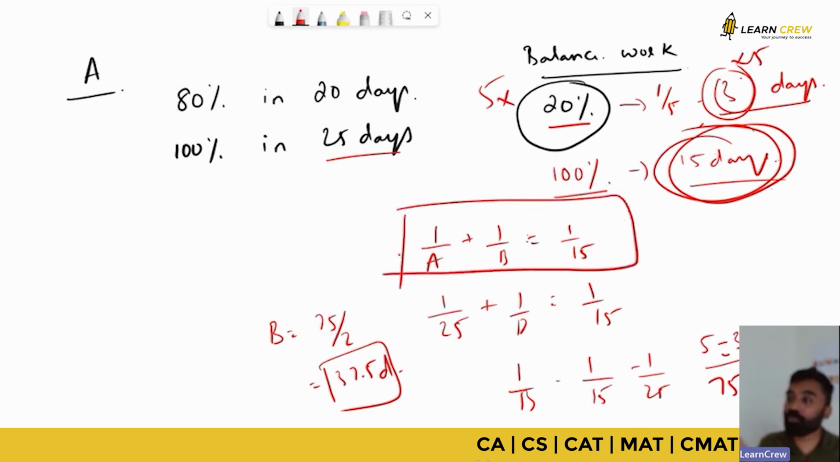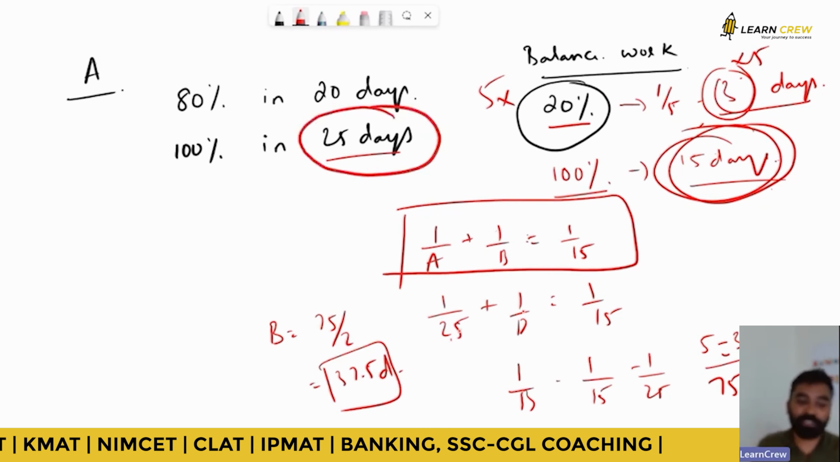You know the number of days only A will take. It's going to be 25 days. Substitute that, you can find out.